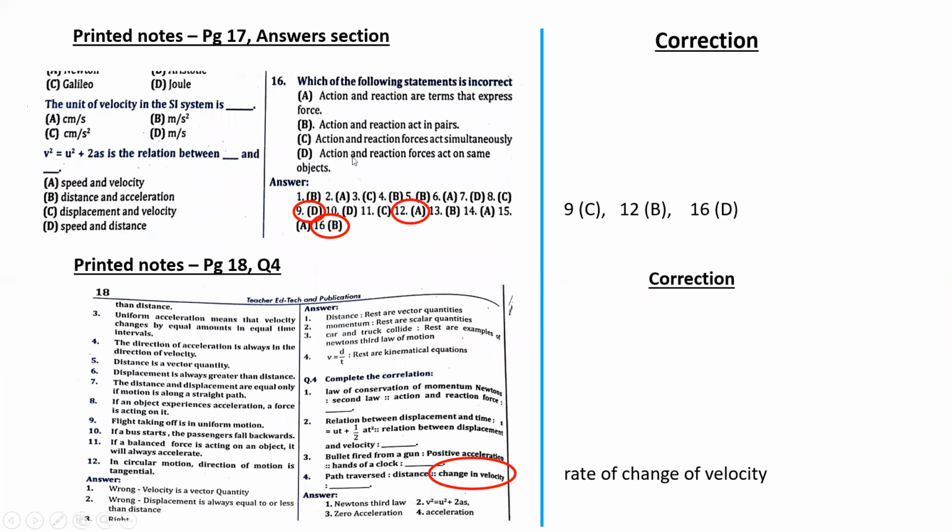Next, refer to page 17, the answers section. The correct answer for question 9 is option C. For question 12, option B. And question 16 is option D. Those are the correct answers.